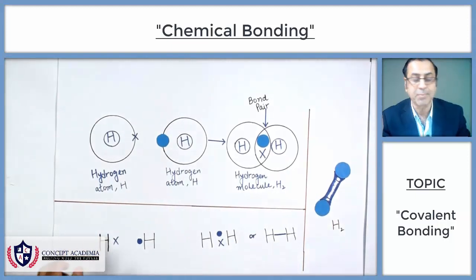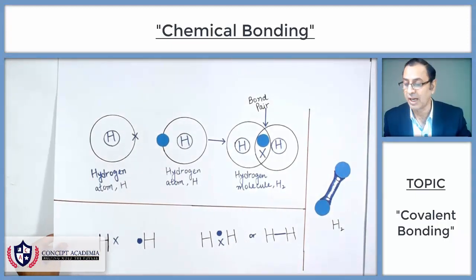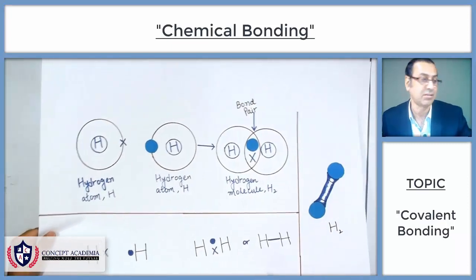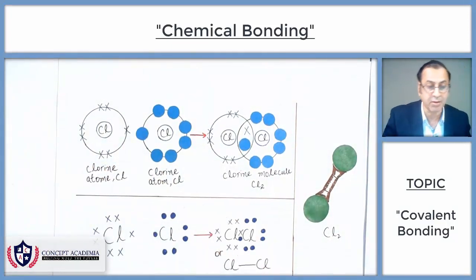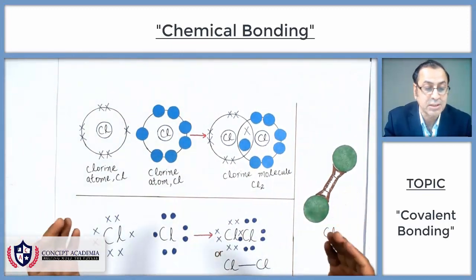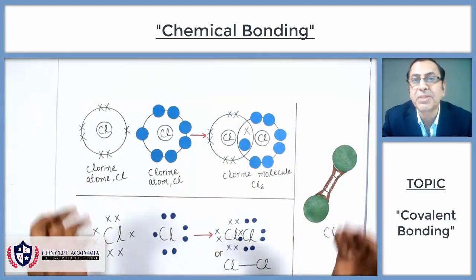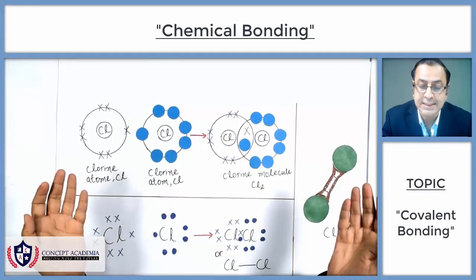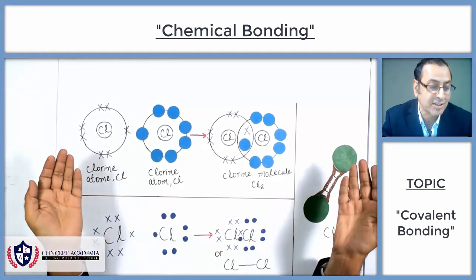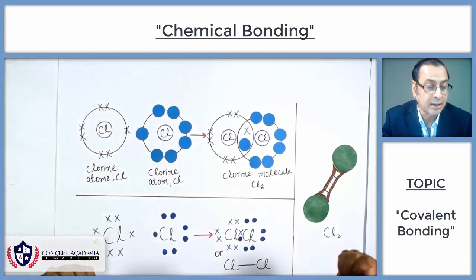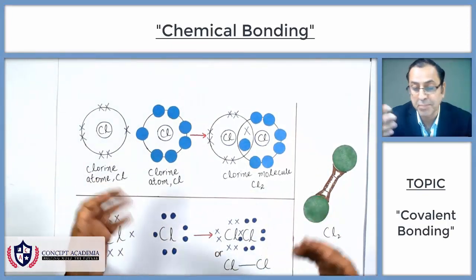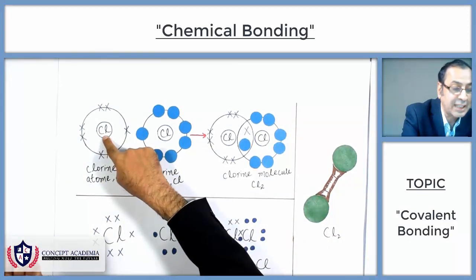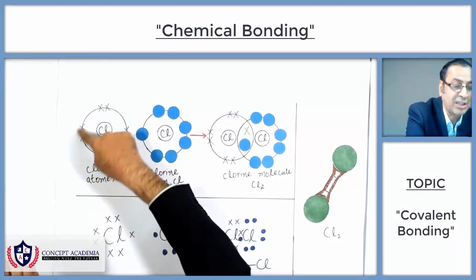To illustrate my point more, I am giving you more examples so that you are very clear about covalent bonding. My second example is chlorine. Chlorine belongs to group 7, and the group number tells us the number of electrons in the last shell. To show the covalent bonding, I am showing the nucleus as well as the last shell.